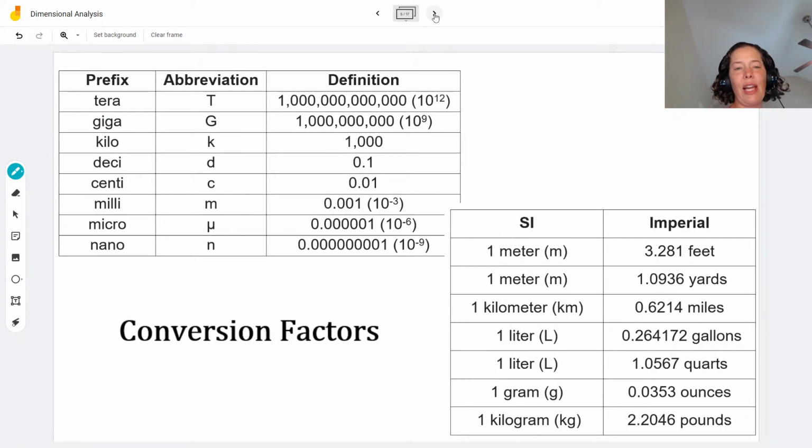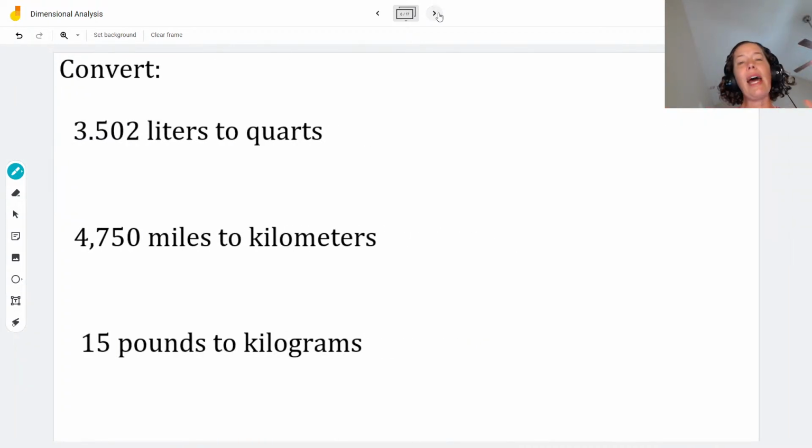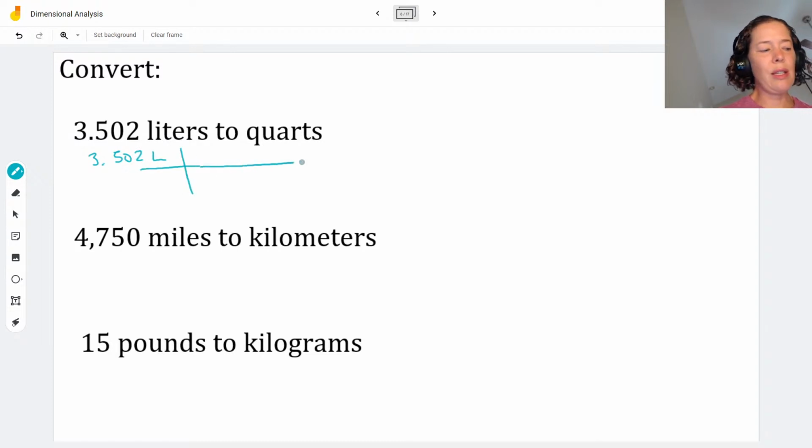Again, I'm putting another slide in here for conversion factors because we're going to continue to need them. Now what we're going to do is we're going to move between the SI system and the imperial system. So these are going to, again, we're getting just a little bit more complex. So here we want to convert from liters to quarts. So let's put down our original number of liters and let's get our units in. Okay, so I'm going to go liters to quarts.